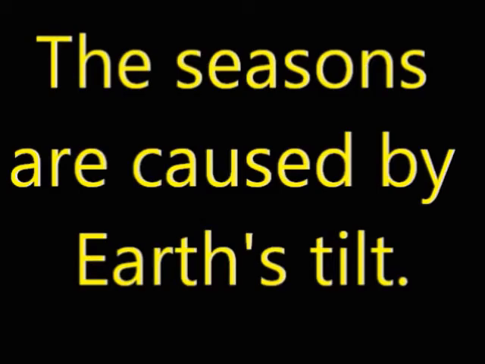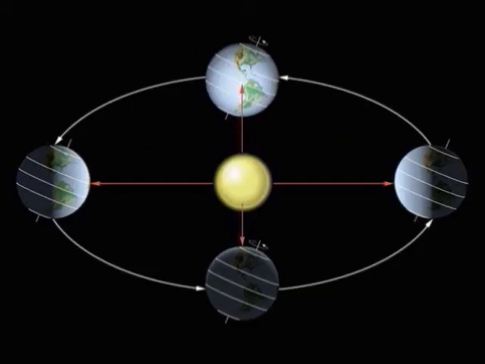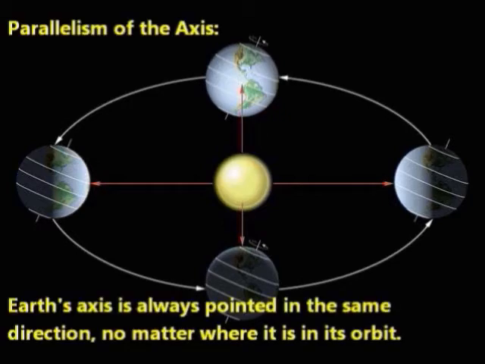That is one of the number one misconceptions in Earth science. People think that it's caused by some other reason, but it's caused by Earth's tilt. In this diagram, you can notice that Earth's tilt is always pointed in the same direction. We call that parallelism of the axes.